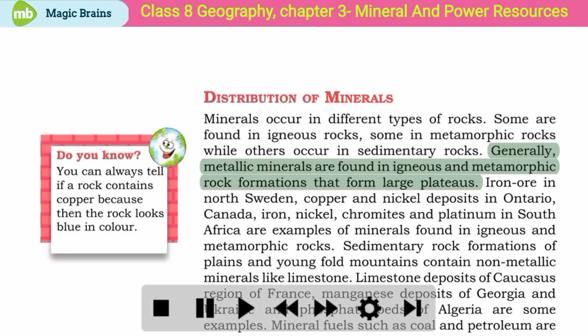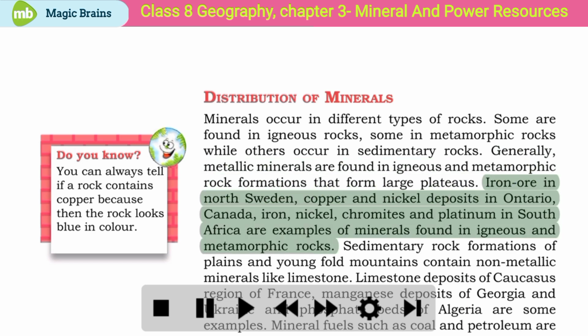Generally, metallic minerals are found in igneous and metamorphic rock formations that form large plateaus. Iron ore in North Sweden, copper and nickel deposits in Ontario, Canada, iron, nickel, chromides, and platinum in South Africa are examples of minerals found in igneous and metamorphic rocks.